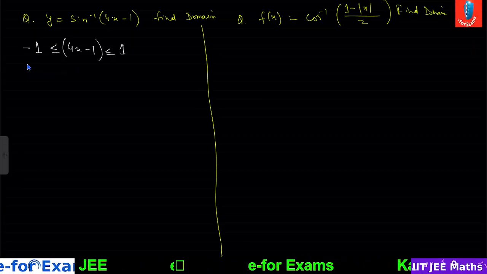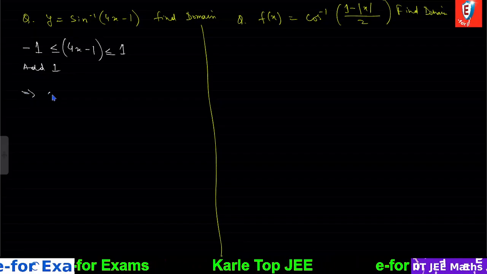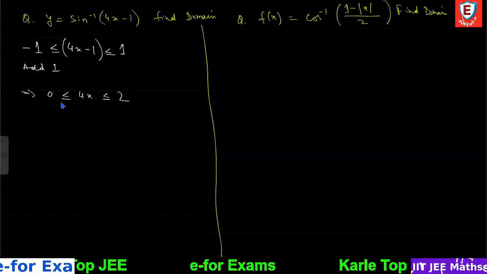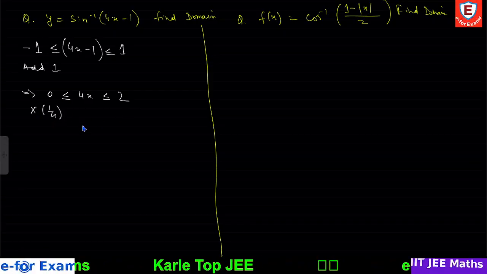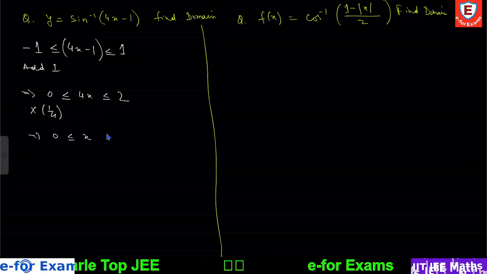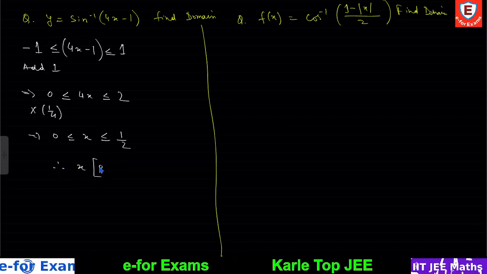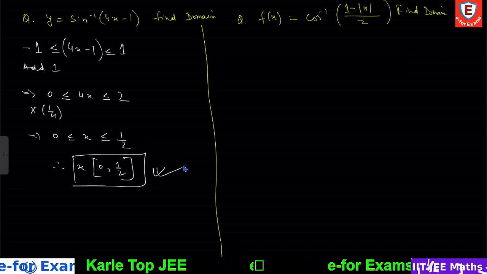To remove 1 we will add. If you add 1 to all, we get 0 less than or equal to 4x less than or equal to 2, and again multiply by 1 by 4, we get 0 less than or equal to x less than or equal to 1 by 2. Therefore x is from 0 to half. This is the answer, right?